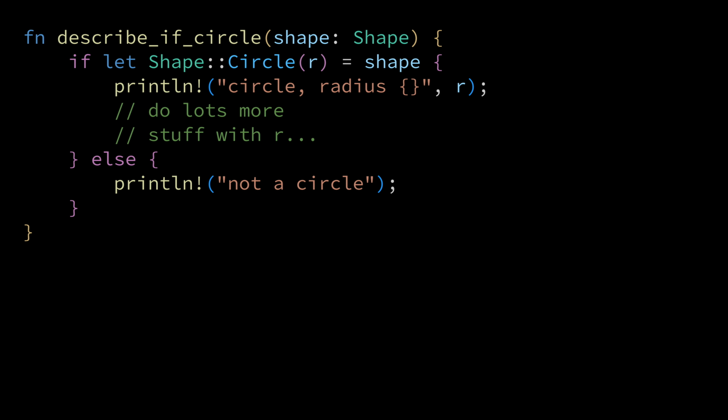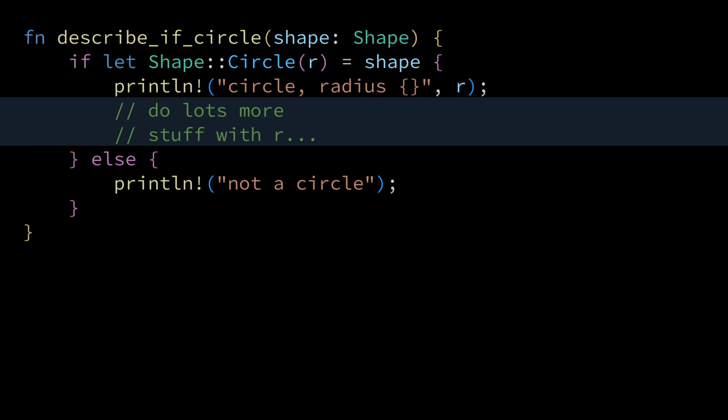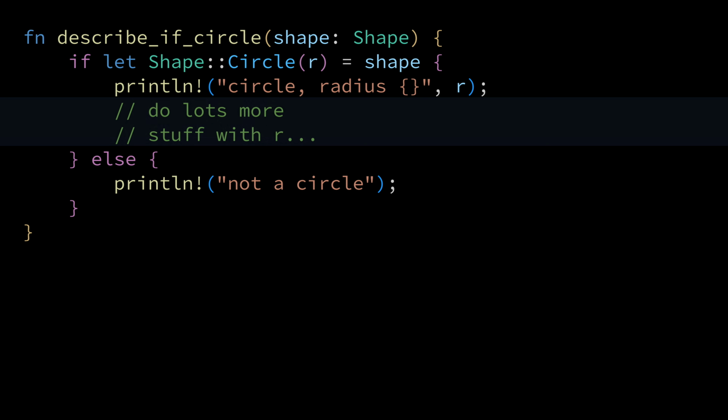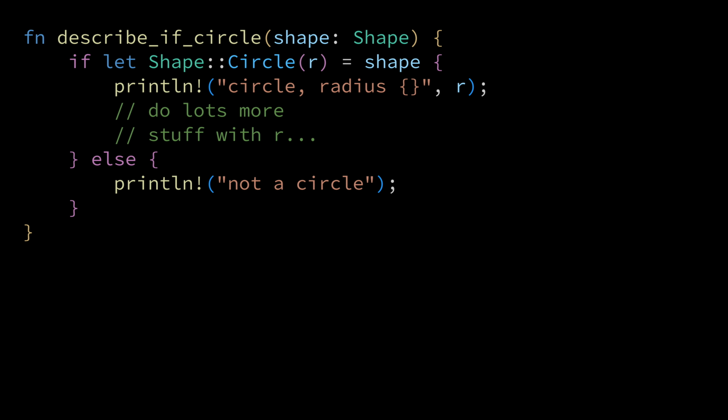And you can combine this with an else block if you want. What if I have lots more lines of code that need the associated data I got out of that one variant of the enum? What if I don't want all those lines to be indented?